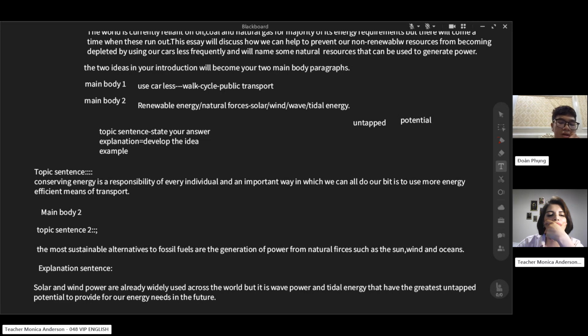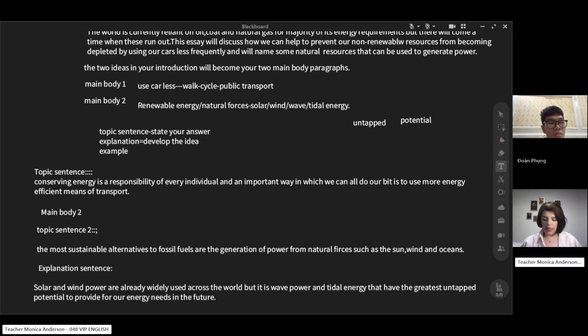For example, when we run out of gas, I believe that solar and wind power will be the best way to replace gas to produce, like, to work the heating system.